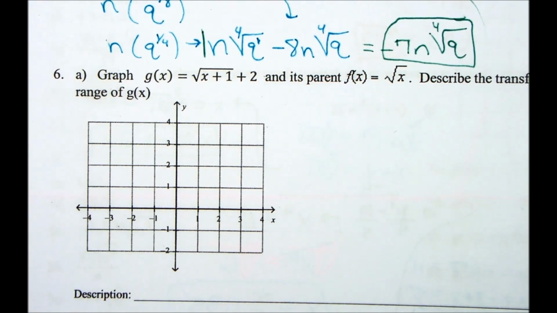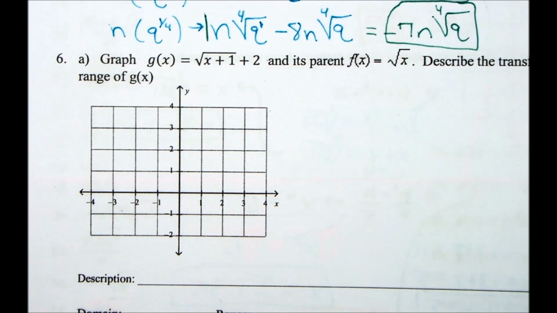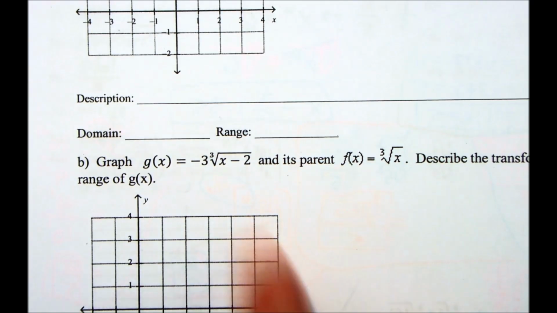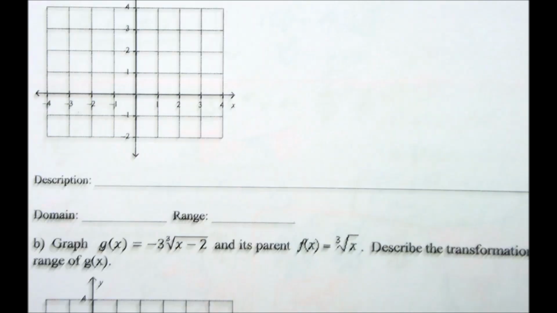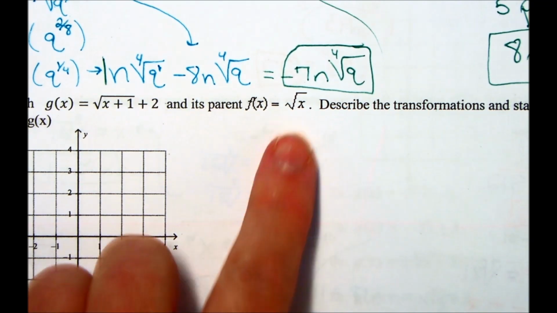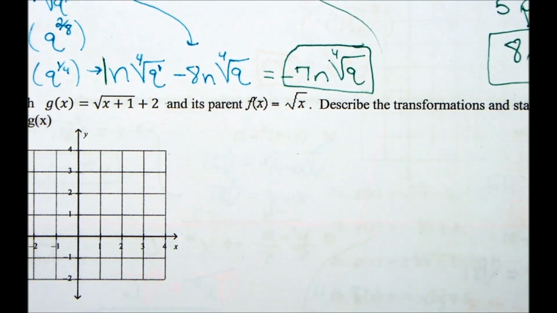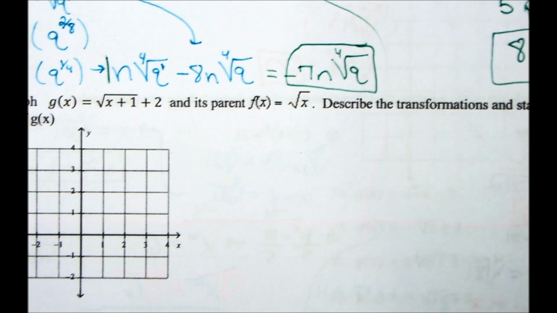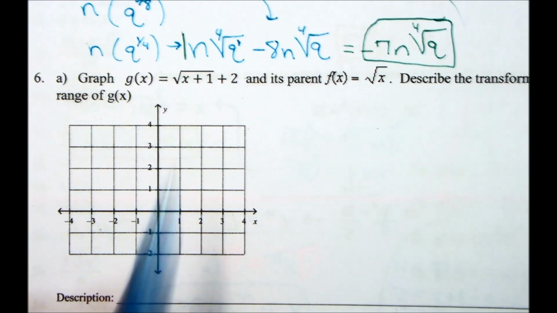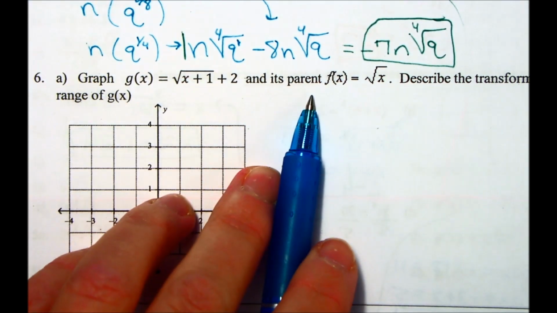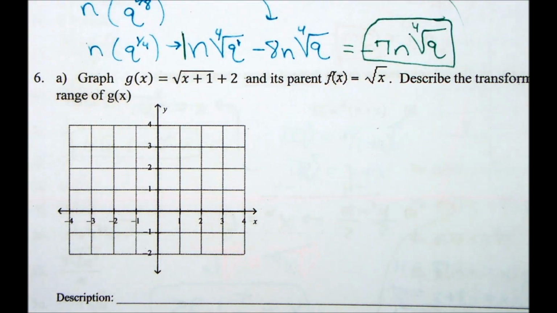Next, we have a graphing problem. When we look at the two graphing problems that we have on this page, number 6 is a square root, number 7 is a cubed root. The parent for the square root of x and the parent for the cubed root of x are a little bit different. It does tell us to graph both the function and its parent. I like to always start by graphing the parent, and I would recommend that you do the same.